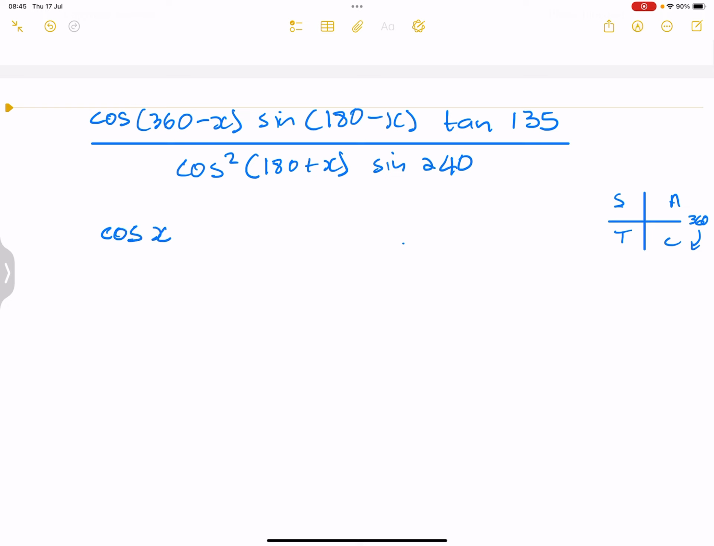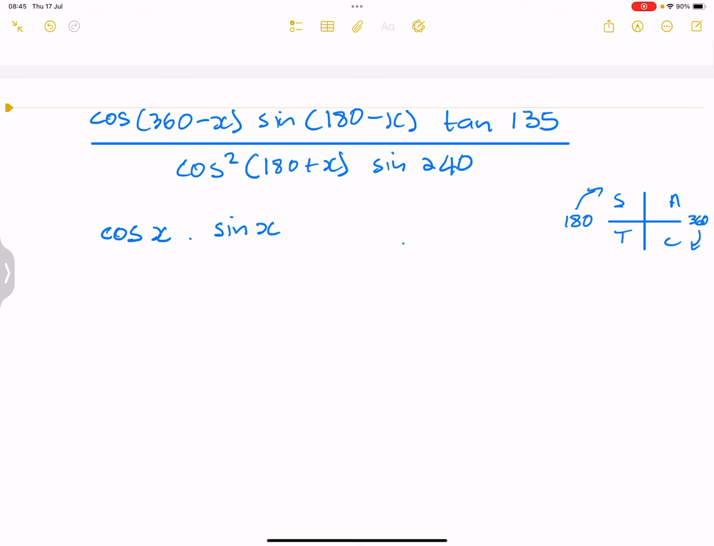Right, sine of 180 minus x. So again, that's in the second quadrant. So there's 180. If I say minus, that falls in the second quadrant. Sine is positive in the second quadrant, so that will become the sine of x, positive sine x.